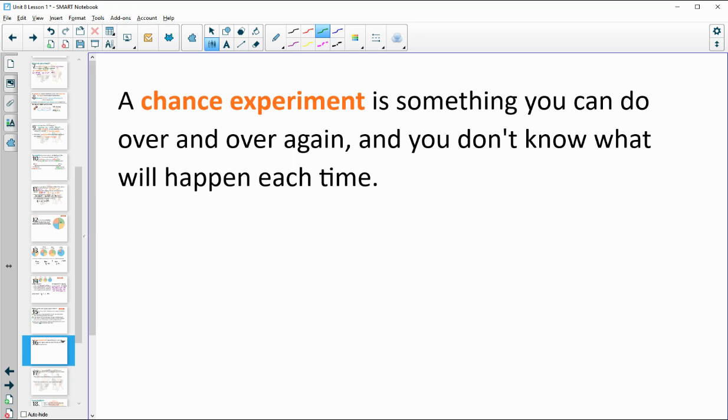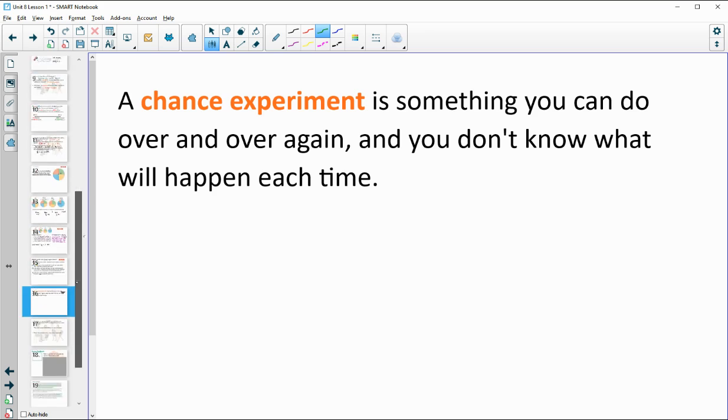So again, a chance experiment is just something you can do over and over again, and you don't know what will happen each time. So there's no pattern to it. There's no rhyme or reason. It is 100% up to chance.